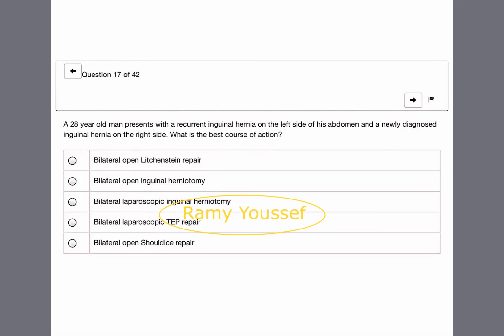A 24-year-old man presented with a recurrent inguinal hernia on the left side of his abdomen and a newly diagnosed inguinal hernia on the right side. What is the best course of action? Bilateral open Lichtenstein repair, bilateral open inguinal herniectomy, bilateral laparoscopic inguinal herniectomy, bilateral laparoscopic extraperitoneal repair, or bilateral open Shouldice. So it is a young age, 24 years, and bilateral. So I choose bilateral open Lichtenstein repair, A.